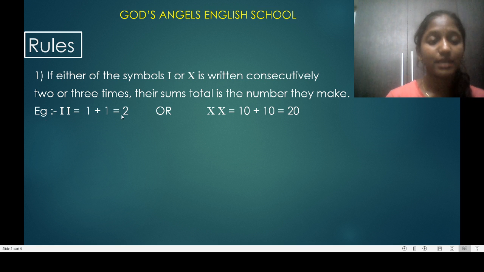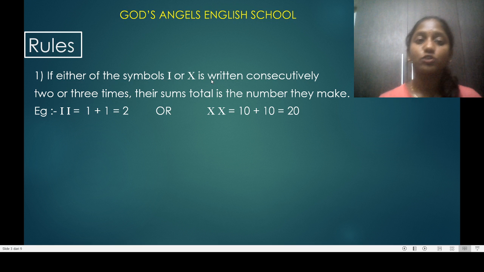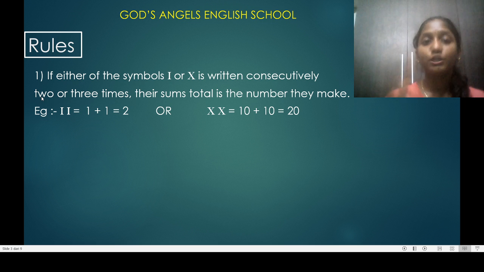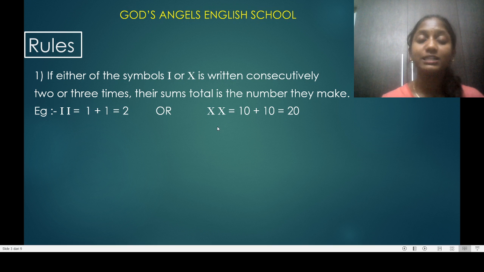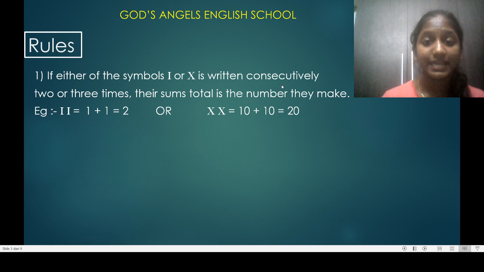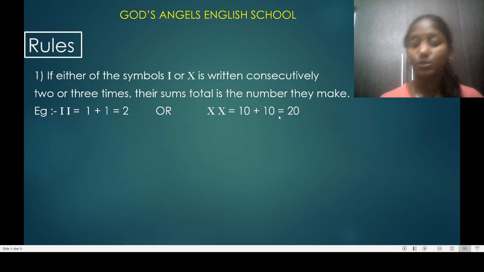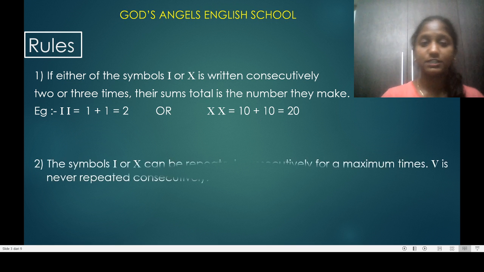So if there are two of them, how will we write it in number form? That is 1 plus 1, that is 2. Or if it is X, you can see this X is the Roman numeral of 10. If it is written two times, what is it exactly in number? That is 10, so I wrote 10. What is it telling? Their sum. Sum means addition. So 10 plus 10, that is 20. Okay, so this was the first condition.